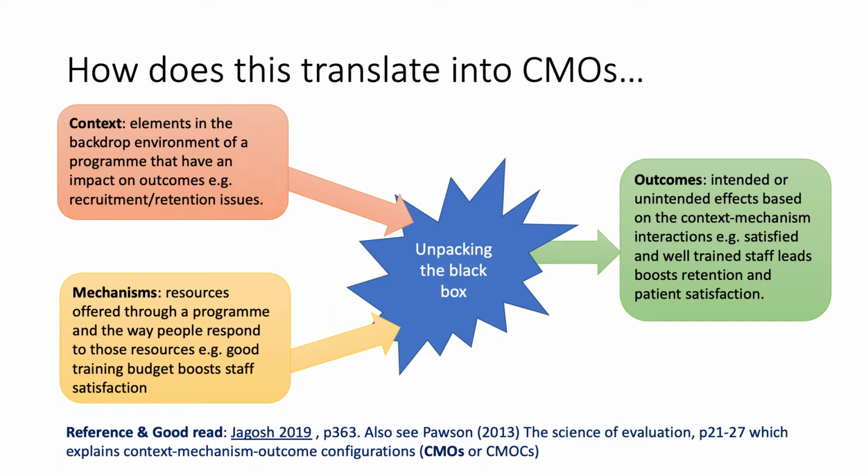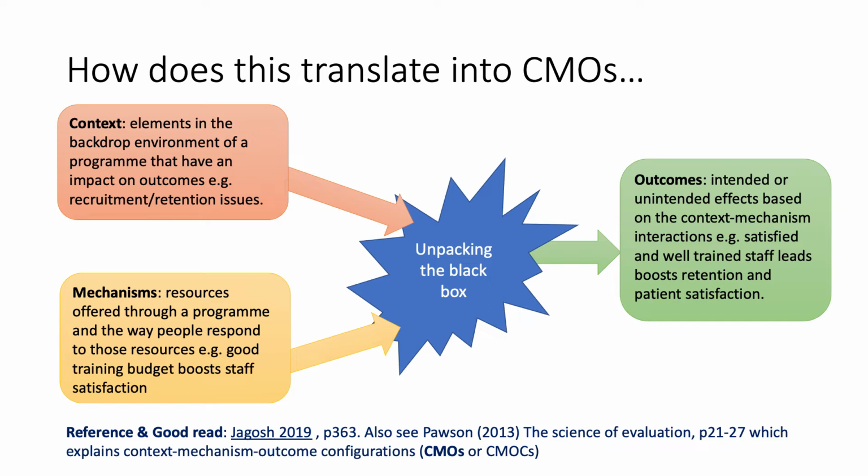The context is the elements in the backdrop environment of a program or an intervention that have an impact on outcomes. For example, if there are significant recruitment and retention problems in an organisation, then that will affect service delivery. It might end up with a waiting list that will result in dissatisfaction in the people using the service.